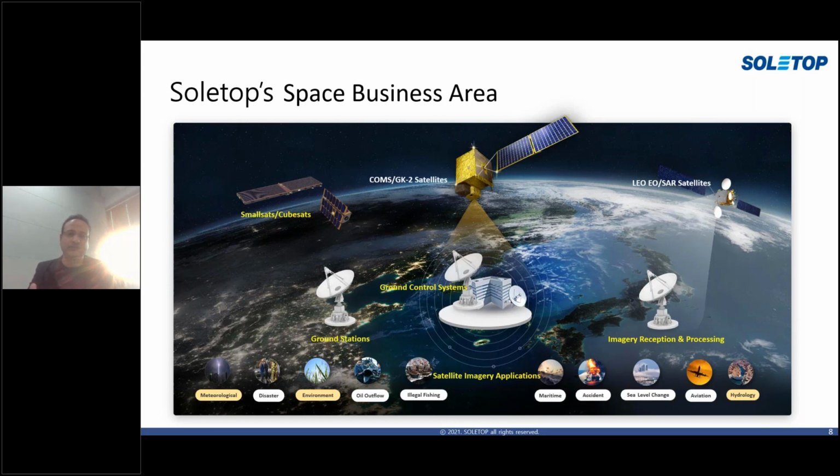First one, which is coming out of the small satellites, is SolSat-1, which is due to be launched in 2023. And we are very proud of the first satellite to be launched from Soletop solely. So that would be our first one to go. But we have been involved in all the major Korean satellites as a developer or systems integrator.